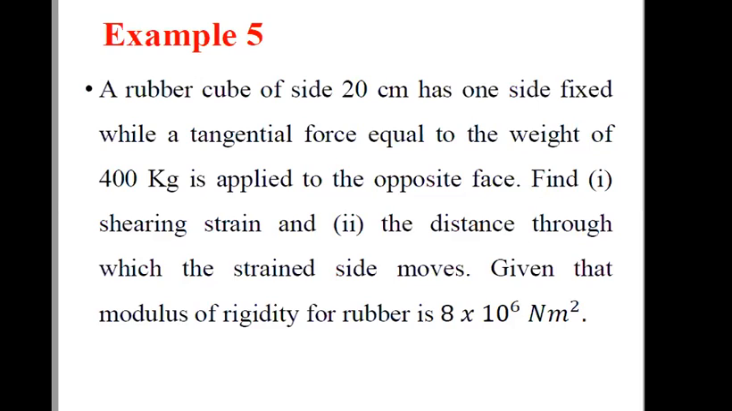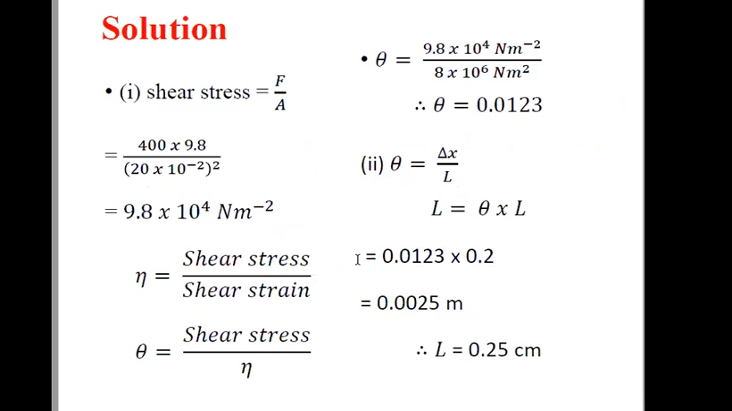First is to find what? First is to find the shearing strain. Shearing strain is theta, which is delta x by L. The first one is quite easy. First one is theta. Got it? Which is 0.0123. Check your calculations.